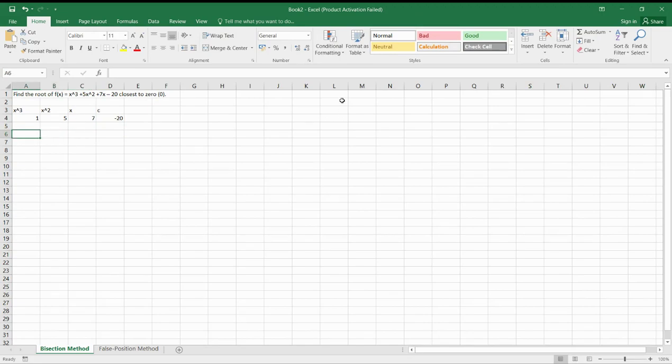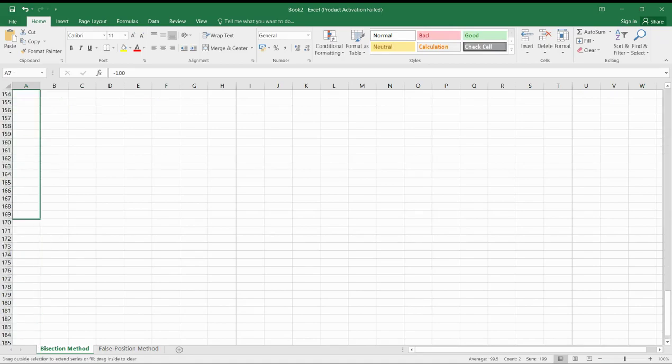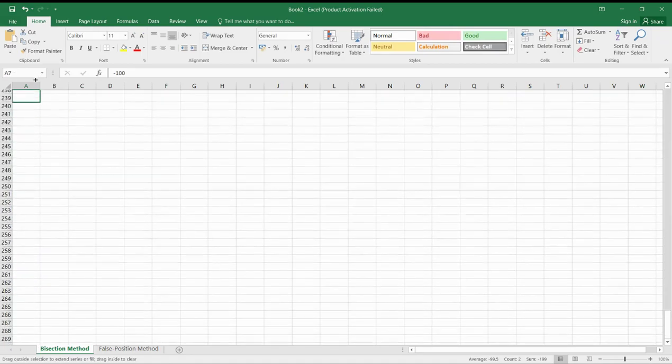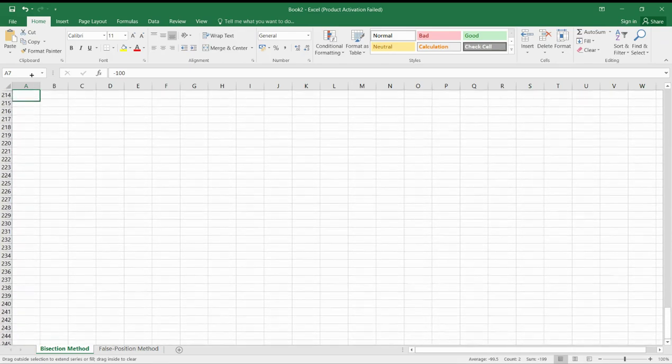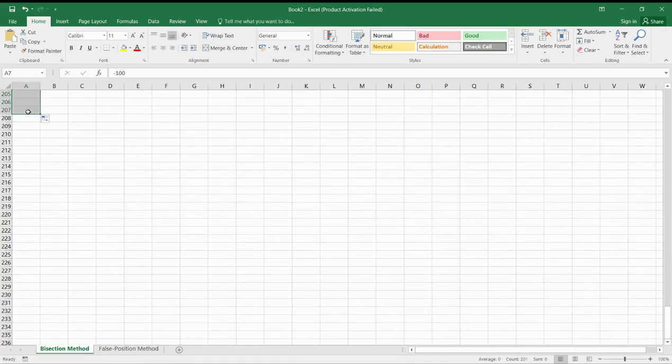I will make the first column as x and then the second column as f of x. Start with x as negative 100, and then negative 99, and so on until 100, for us to get our initial values.